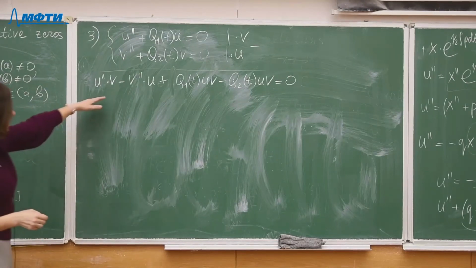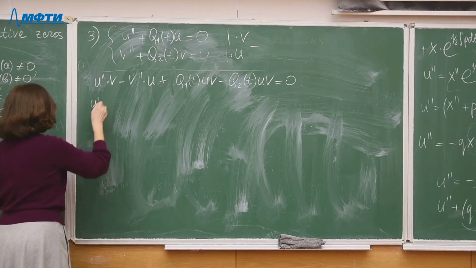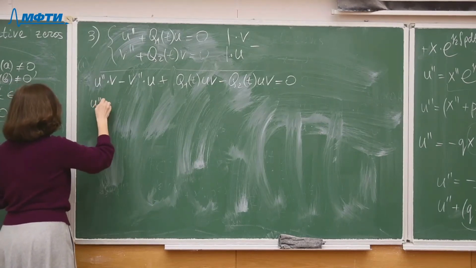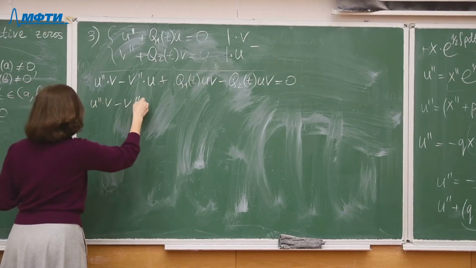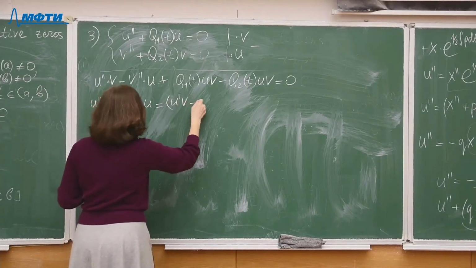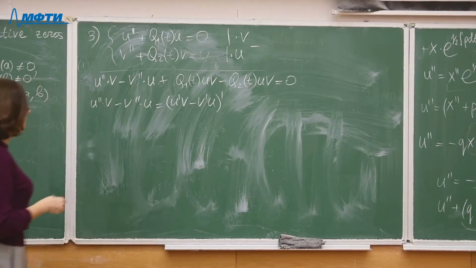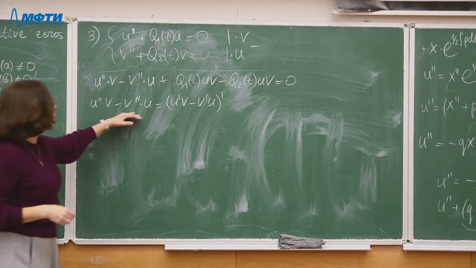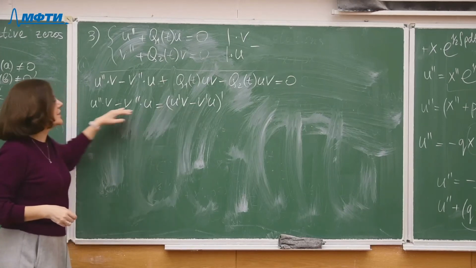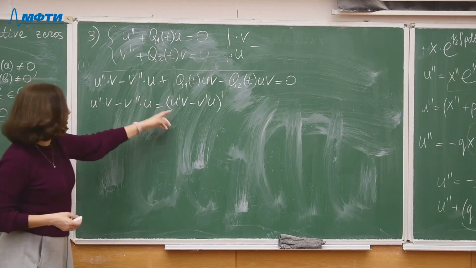Let's discuss all the terms of this expression. I claim that u double prime times v minus v double prime times u equals u prime v minus v prime u prime. So is it true that the derivative of this function is equal to the left-hand side? Can you check? Let's check this.